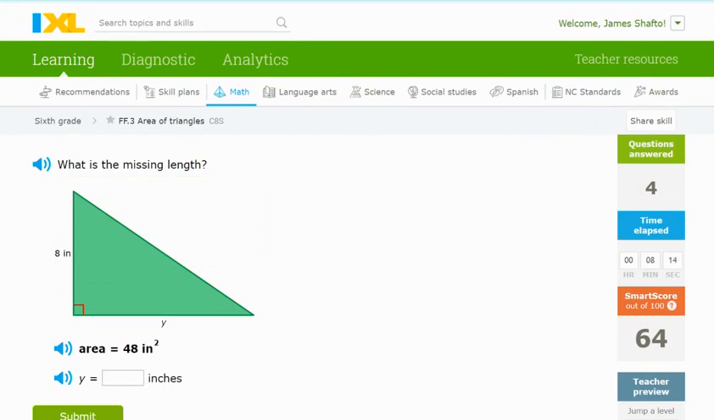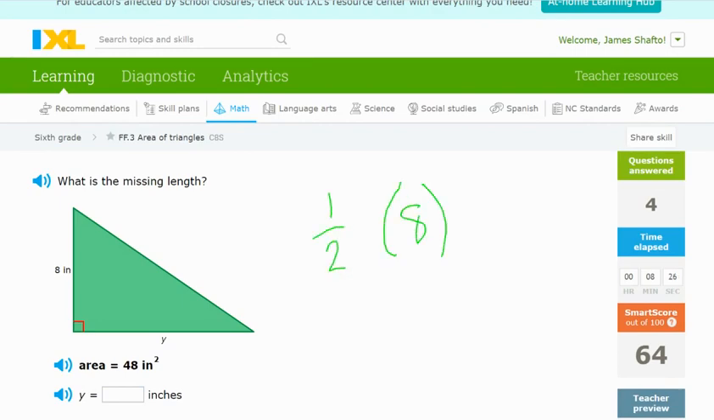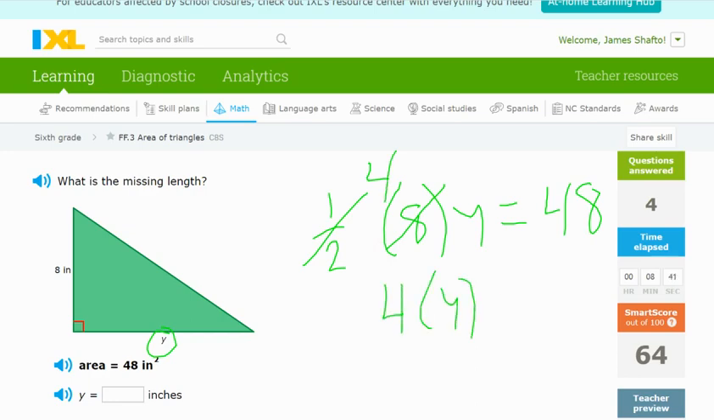Here, it's getting a little bit more challenging because it tells me what the area is. So we're going to have to do some algebra. So I've got 1/2 times 8 times, here's a y as my base, is equal to 48. I'm going to take 1/2 of 8, which is 4. So this gives me 4 times y is equal to 48.